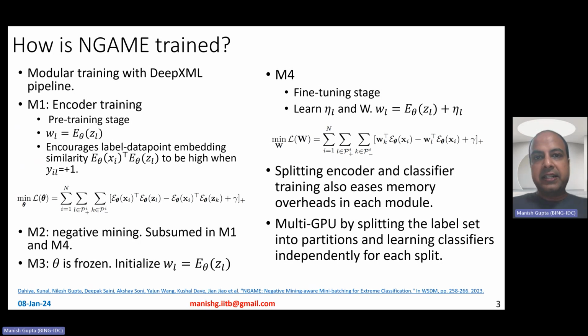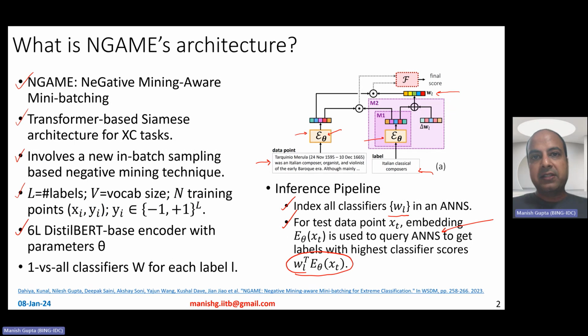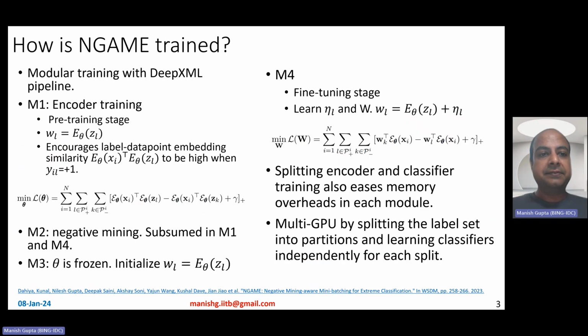We have already understood that NGAME is basically a transformer-based Siamese network architecture. Now, how is it trained, right? The training follows the deep XML pipeline. If you've not looked at that video, please look at the deep XML video. It basically contains 4 phases, M1, M2, M3, M4, where M1 stands for encoder training, M2 is for negative mining, M3 is for reinitialization of various parameters, and M4 is the fine-tuning stage.